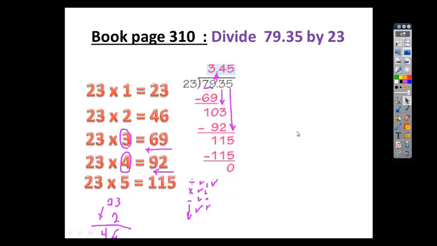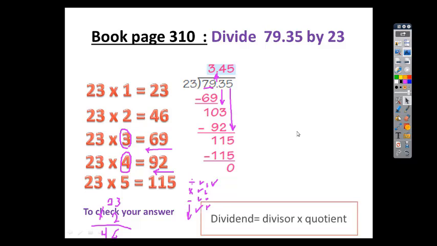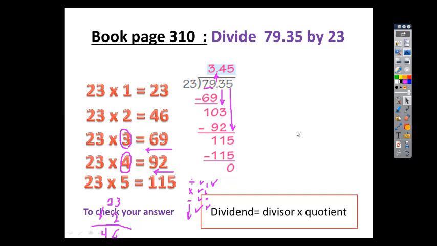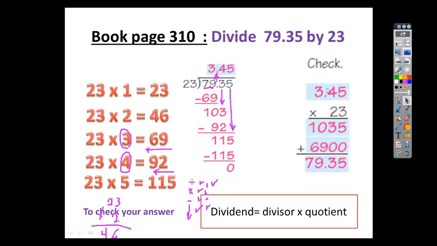You got it? Okay, to check your answer, we have to follow this step. We can multiply divisor times the quotient. You know, this quotient and this divisor, so we can multiply this together. If you multiply it together, you will get the dividend. That means you are correct. So let's see here. If you want to multiply the quotient times divisor, let's make it 3.45 times 23.